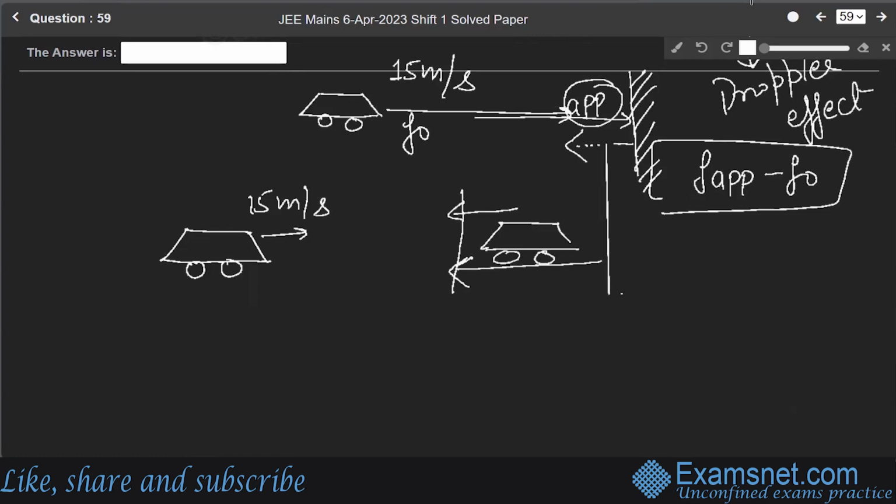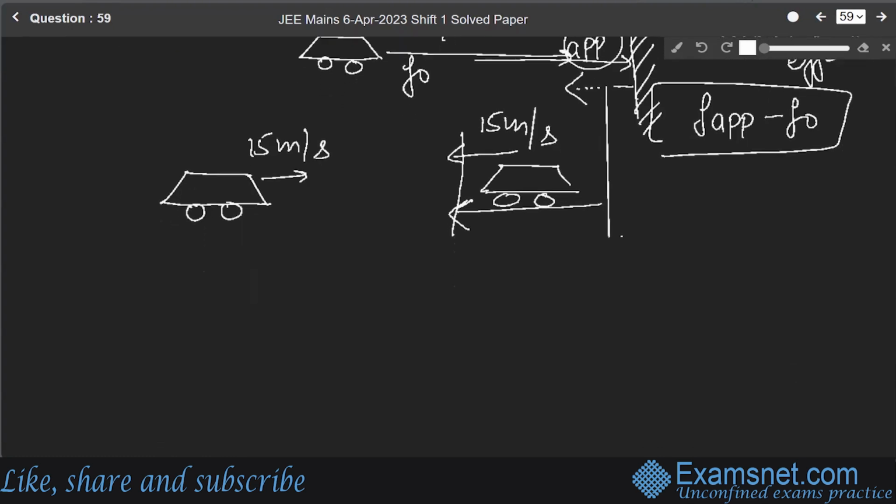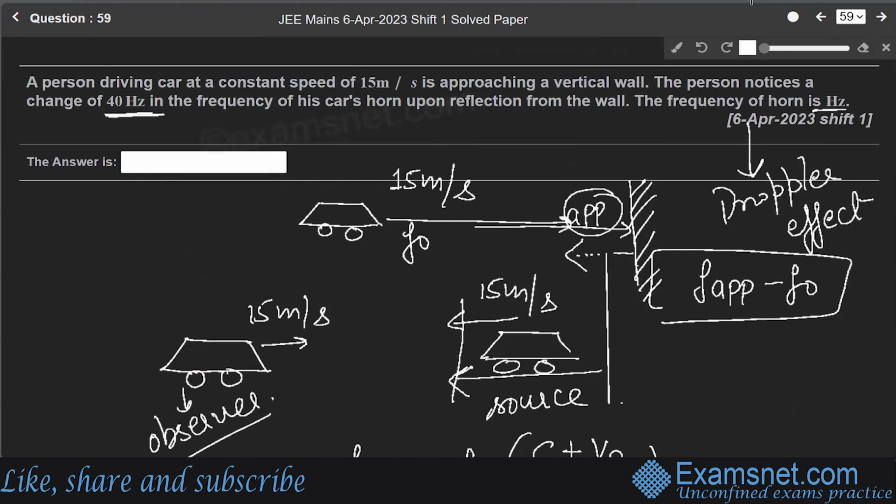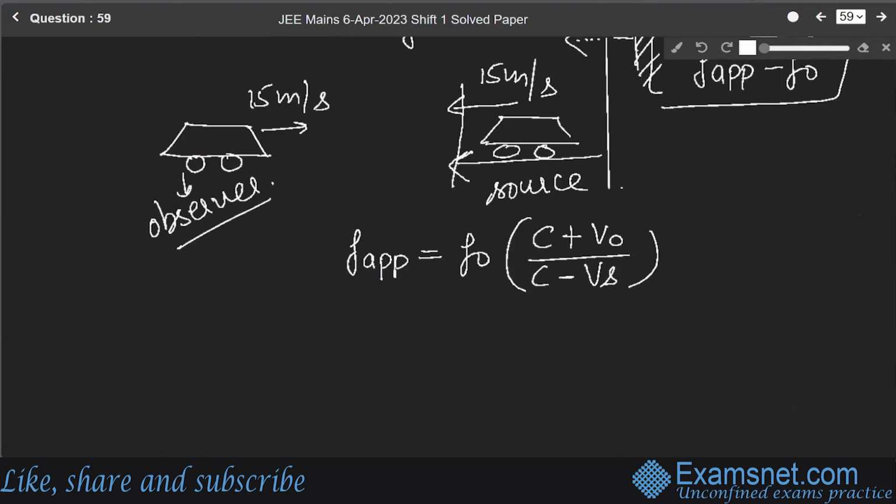It is also moving, since it's the image car, so it is also moving with a speed of 15 meter per second. Let us say it is the source and it is the observer. So the apparent frequency F apparent will be equals to F naught. Since they are moving towards each other, so we will write C plus observer over C minus source. Got it? Since we have to find the frequency of the horn, okay? So basically we have to find F apparent minus F naught.